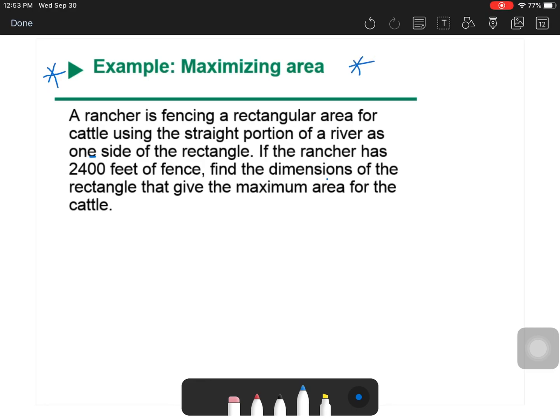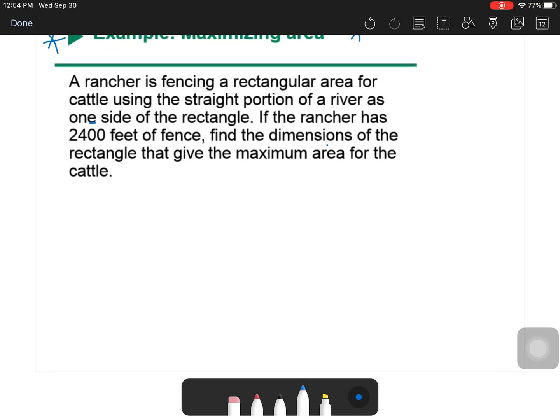So it says a rancher is fencing a rectangular area for cattle using the straight portion of a river as one side of the rectangle. He has 2,400 feet of fence. We want to find the dimensions of the rectangle to give it the maximum area for the cattle. Common problem. Okay, so we've got our river as one side. We're going to fence in an area that's rectangular like this, so we only need to fence in 3 sides, right? And it's rectangular, and what we know is that our total amount of fencing that we have to use is 2,400 feet.